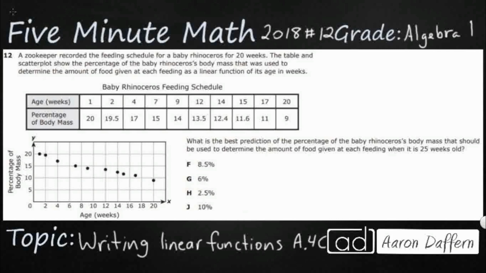So we have a zookeeper here recording a feeding schedule for a baby rhino. It's up to 20 weeks. And we're looking for the best prediction of the baby rhinoceros's body mass. Okay, so that's going to be this y coordinate right here. It is going to be used to determine the amount of food given to it at each feeding when it is 25 weeks old. All right, so the age is your x-axis, that is your independent variable.